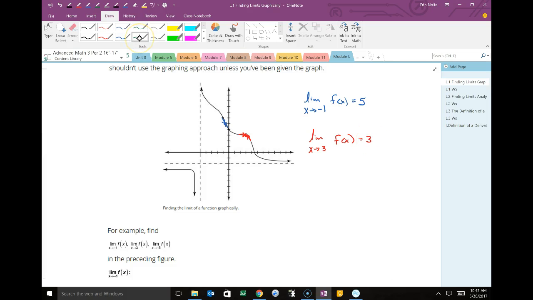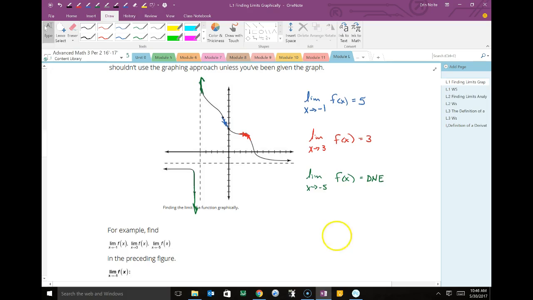Alright, so the last one is the limit as x approaches -5 of our function. So -5 right here, you can see that there's this vertical asymptote. Splitting the function apart, on the left side, this function is going down to -infinity. And on the right side, this one is going up. So are those two ants going to the same place? They're not going to the same place. So this would be a does not exist.